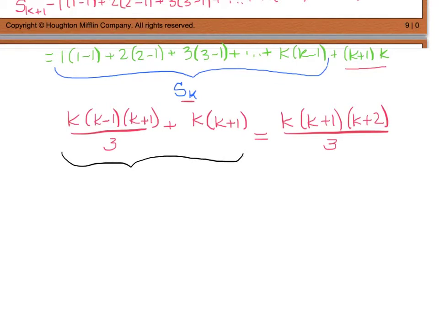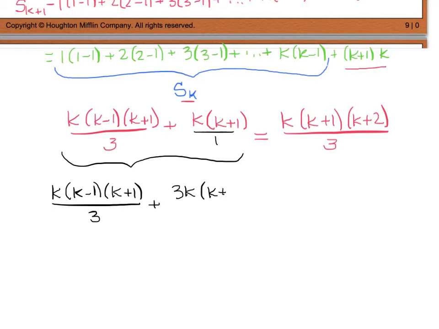Now to add two fractions, if you recall, we have to have that common denominator. And in this case, I can see that my common denominator is 3. So I end up with k times k minus 1 times k plus 1 divided by 3 plus 3k times k plus 1 divided by 3. And again, all I did is got the common denominator for this fraction.